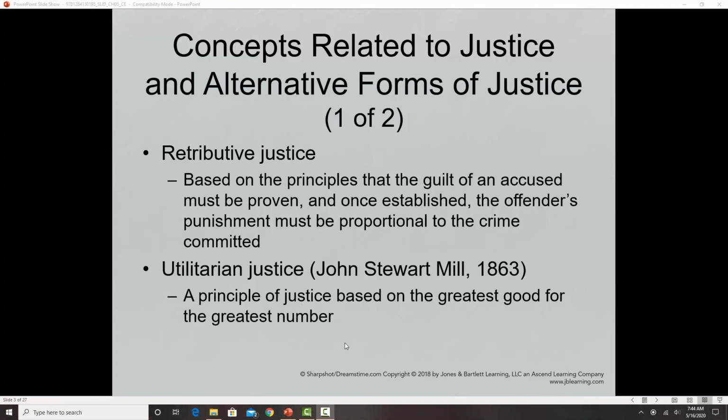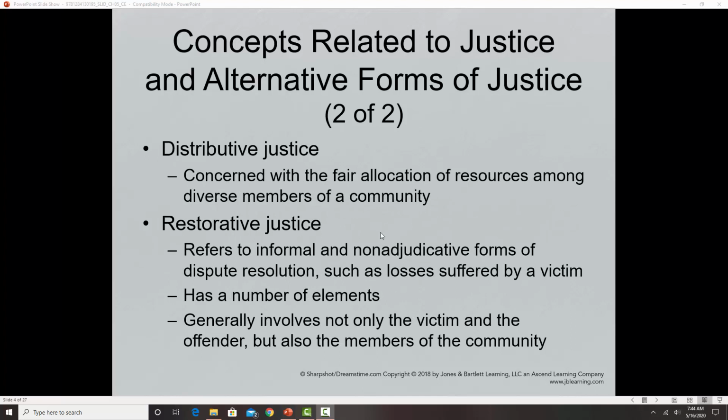Utilitarian justice is a principle of justice based on the idea of the greatest good for the greatest number of people. Recently we saw an example of this with the COVID response here in the United States, where a lot of governors of various states put their states on lockdown for the good of the greatest number of people. Distributive justice is concerned with the fair allocation of resources among diverse members of a community.